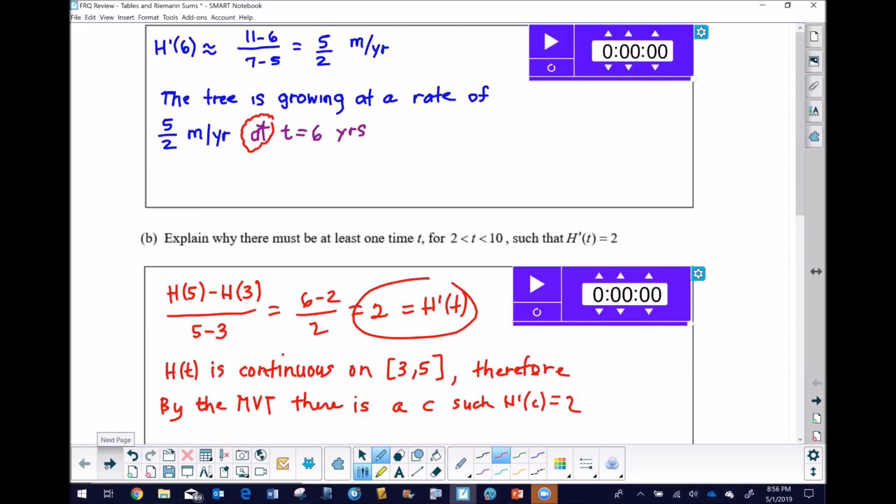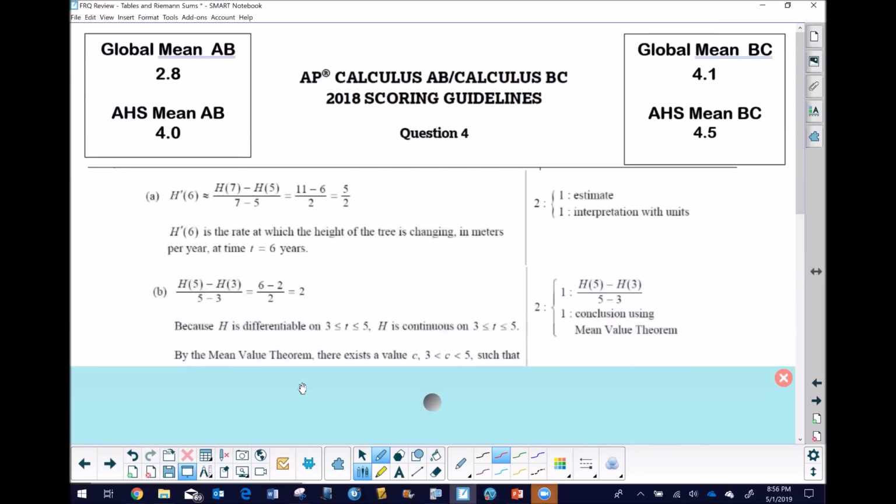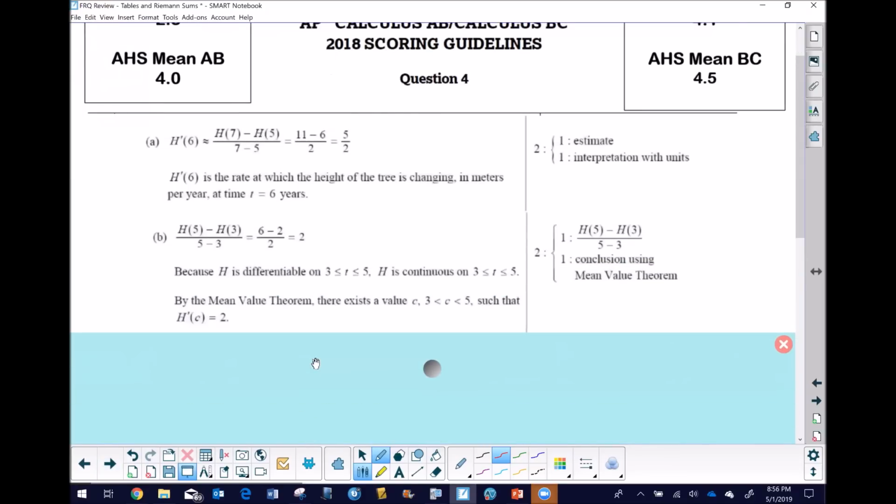If we want to look really quickly at the scoring rubric for this particular problem, we see the point that's given just for a difference quotient that would be equivalent to 2. And then the second point is a conclusion that invokes either writing the mean value theorem or just referencing what the mean value theorem is saying without using the phrase. Again, the derivative at the specific point is equal to the slope at the two endpoints. You're going to end up earning that second point.